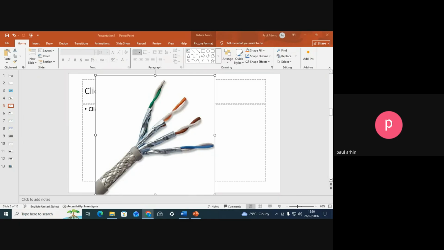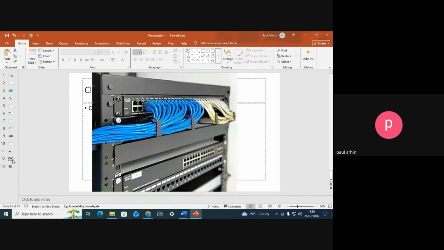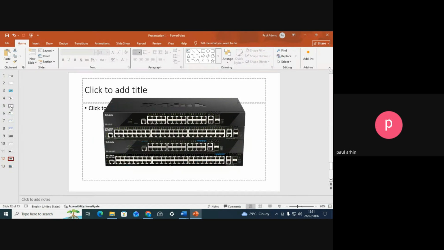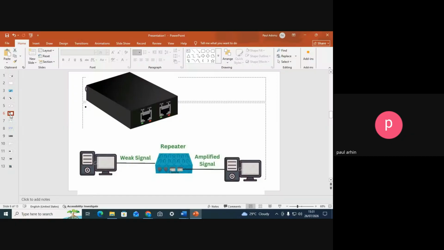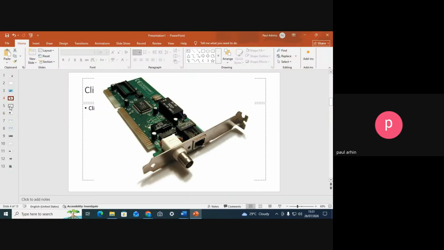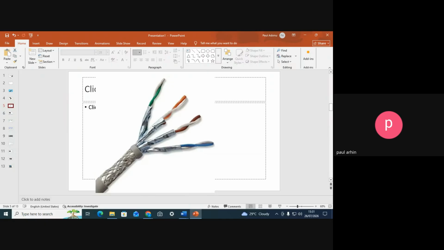Then, as I said, it is working with the RJ45 connector, that tip. Where is the one I didn't tell you? Let me go somewhere here. Oh, I deleted it. Let me show you the RJ45 connector.